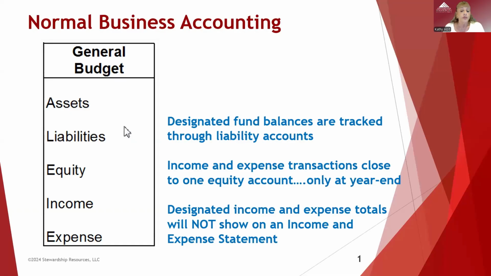In a normal business accounting program such as QuickBooks, designated funds will need to be tracked through liability accounts. All of the income and expense transactions will close to one equity account, and that equity account is only updated at year end. The designated income and designated expense transactions will not show on an income and expense statement because they're being tracked through liability accounts.